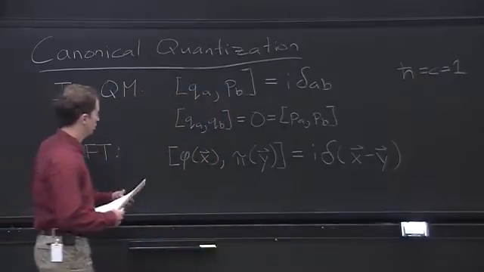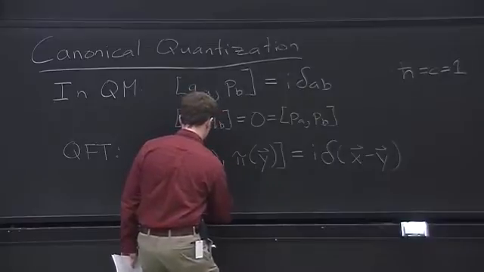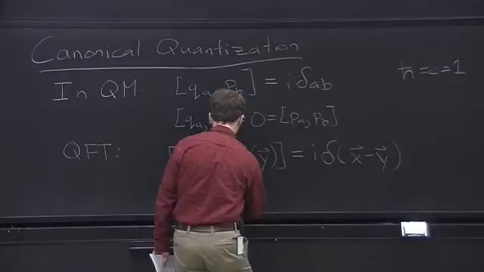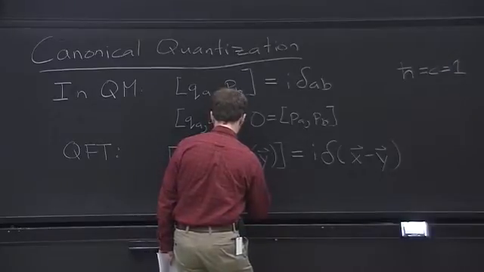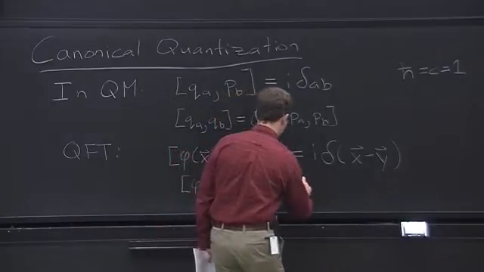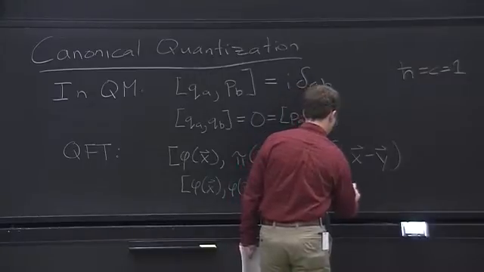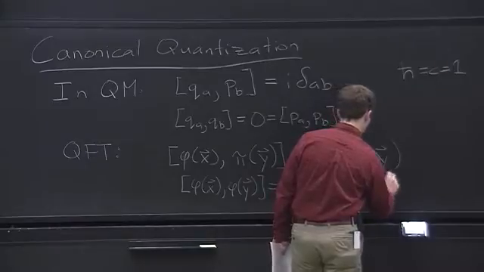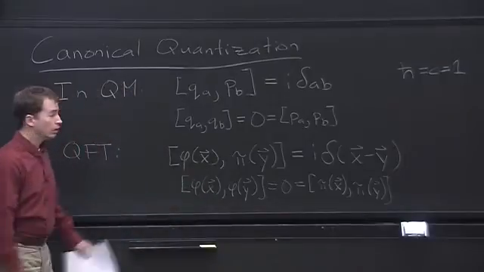And the field operators phi and the pi's all commute. So we have the commutator of phi of x and phi of y, and the commutator of pi of x and pi of y, all vanish. Okay.